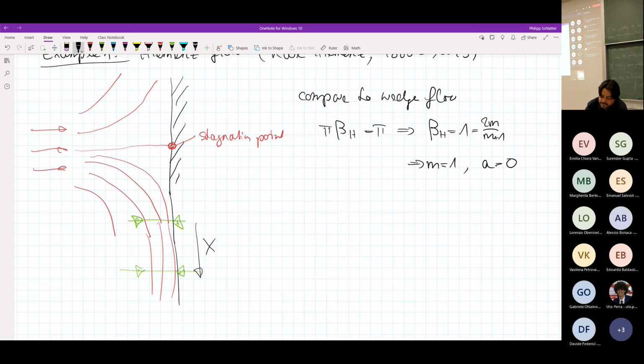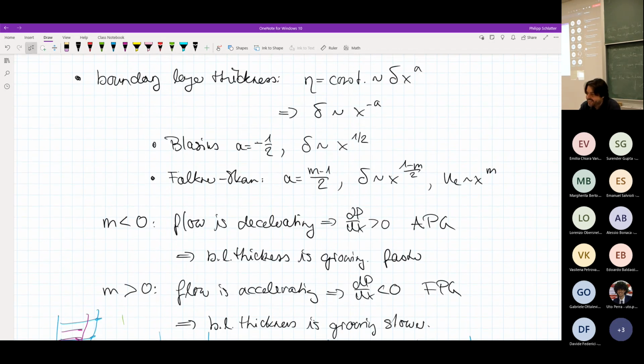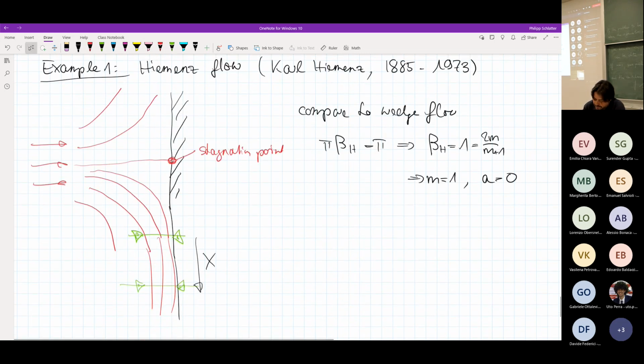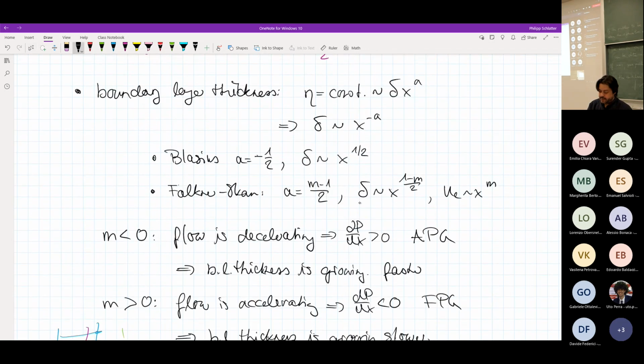This is accelerating flow, right? Maybe. Let's calculate it. Is it faster? Yes. Why? Because if you substitute them in the x expression, exactly. Now we just go into the formula for delta that we have calculated up here. We have delta being proportional to x to the 1 minus m divided by 2.